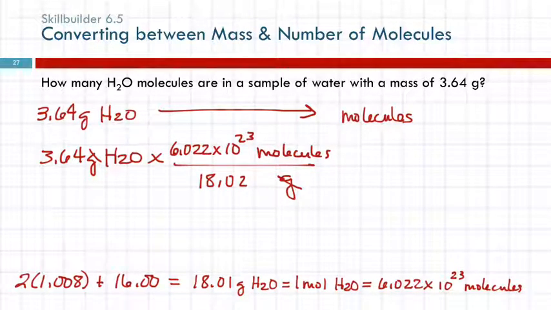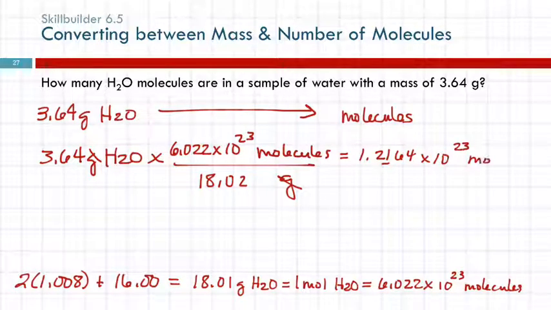So 3.64 times 6.022 EE 23 divided by 18.02, and I get 1.2164 times 10 to the 23rd molecules.